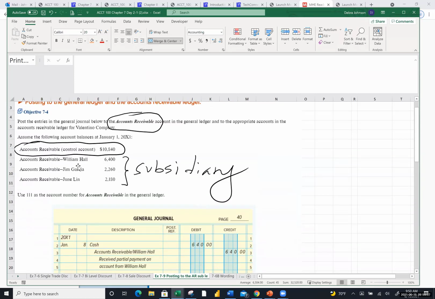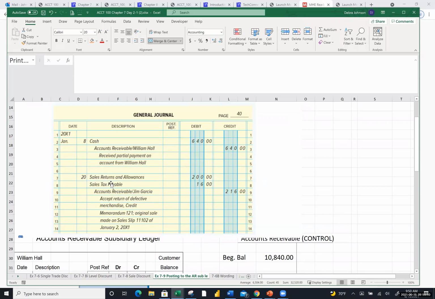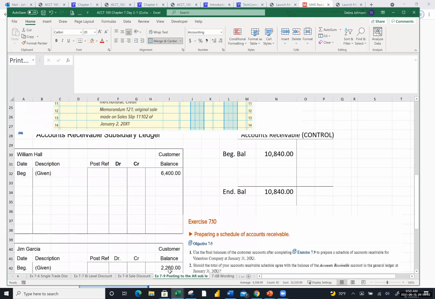Now, these are usually in alphabetical order. Excuse me. I wrote or sent an email to my friend, one of the authors, and said, I don't know what kind of order you have these in, but definitely not alphabetical. So these are typically in alphabetical order. We have 3 customers: William Hall, Jim Garcia, and June Lean. So you'll see these 3 balances in these ledgers down here.